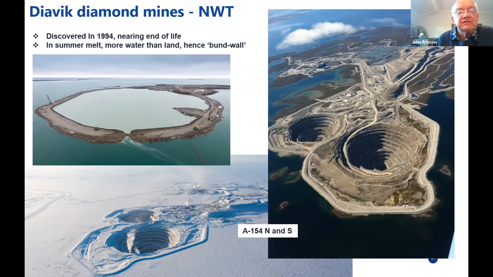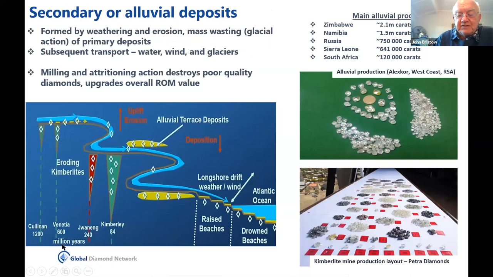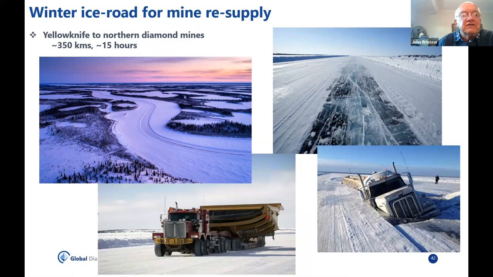This is a winter scene, and it's a classic. You can see the thousands of lakes. If you look at the white patches there amongst the trees, those are all lakes which are now frozen over. And there's the winter ice road. You can see through the middle of this slide on the left, which is the road that services those mines in the far northwest. So Yellowknife, which is the main town and center of supply, is about 350 kilometers south of the actual mines.